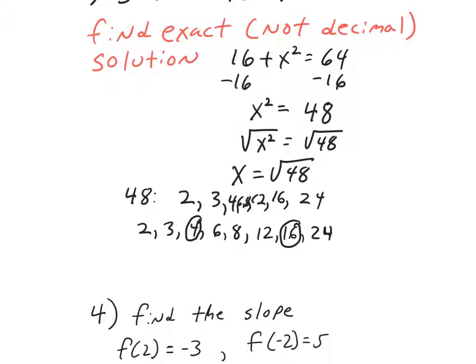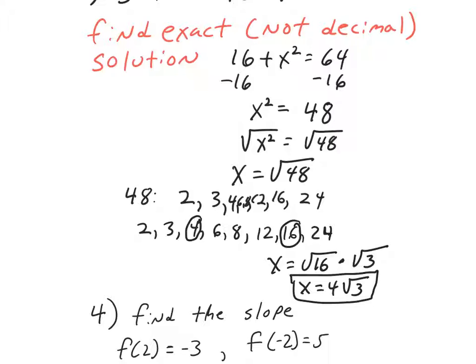So when we do this, we're going to do x is equal to the square root of 16 times, let's see, 16 times what is 48? 16 times 3 is 48. So we'll split it like that, and then the square root of 16 is 4, so we'll get x is equal to 4 times the square root of 3. And that's what's called the exact solution.